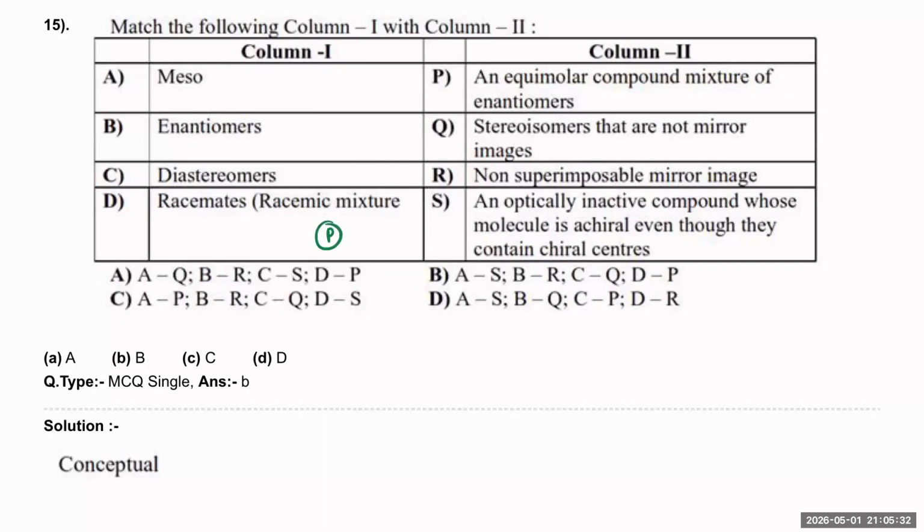Stereoisomers that are not mirror images are definitely diastereomers. Non-superimposable mirror images are enantiomers. Optically inactive compounds whose molecules are achiral even though they contain chiral centers, that is meso. All good.